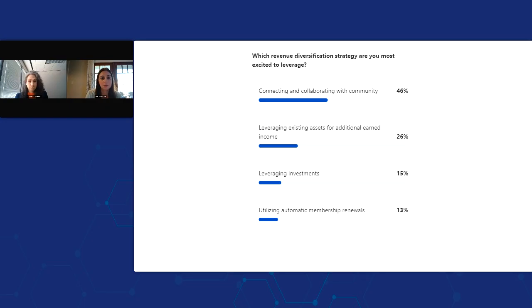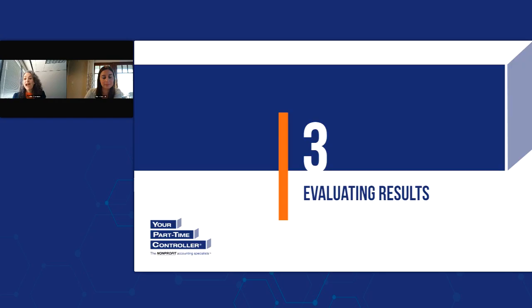Okay, so looks like the most popular response was connecting and collaborating with community. I know that's Justine's favorite as well. So that's great to see. And then leveraging existing assets for additional earned income is next. So those are some great things to see. Okay, so let's talk about how do you know if your revenue strategy is working and you should continue to do it or shift your focus.